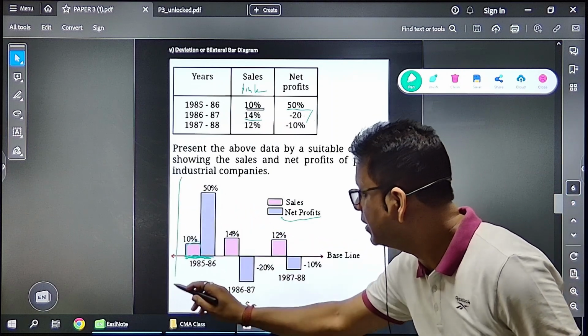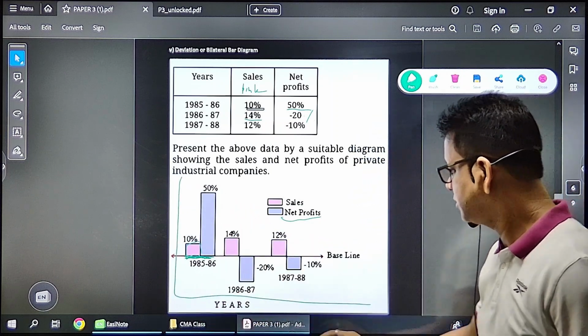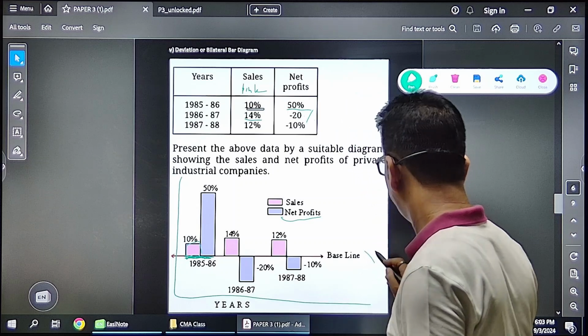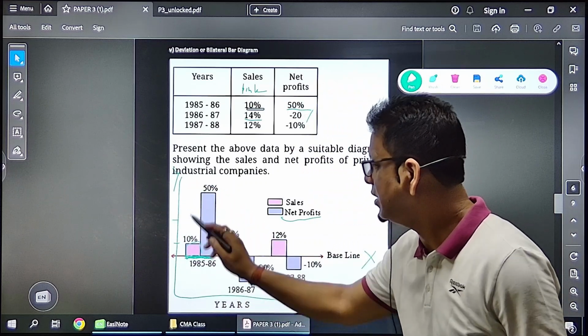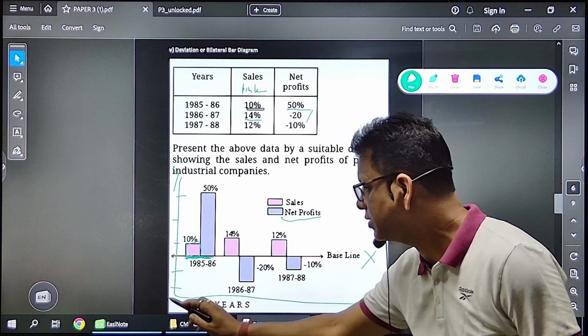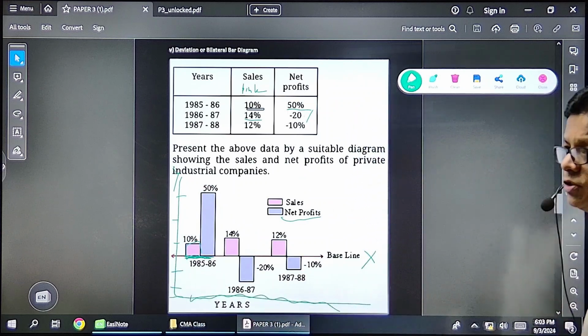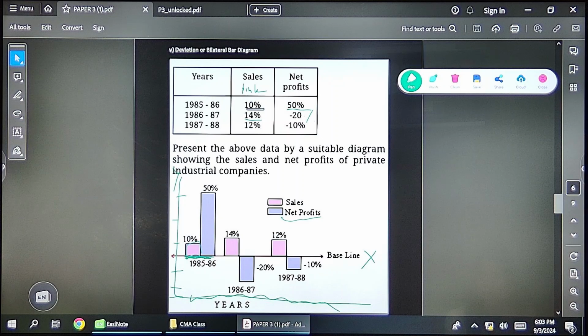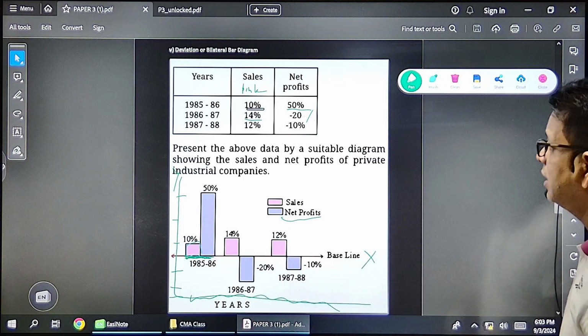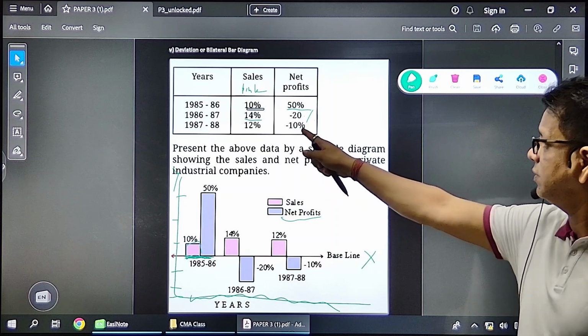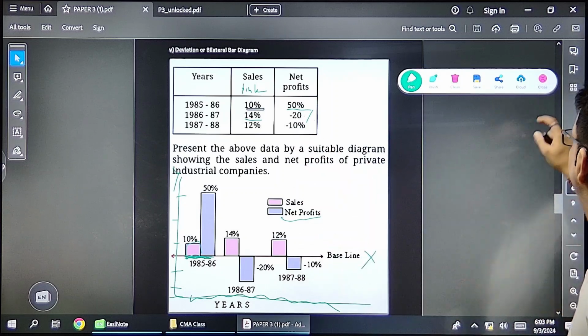So actually, this is your x, this is your y, right? So 10, 20, 30, and here it will come minus 10, minus 20, minus 30 like that. So when there is a loss, it is negative. Similarly, there is also a loss in the third one. So loss is shown in the negative.